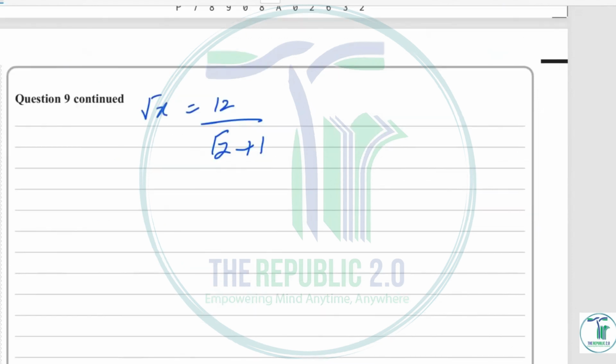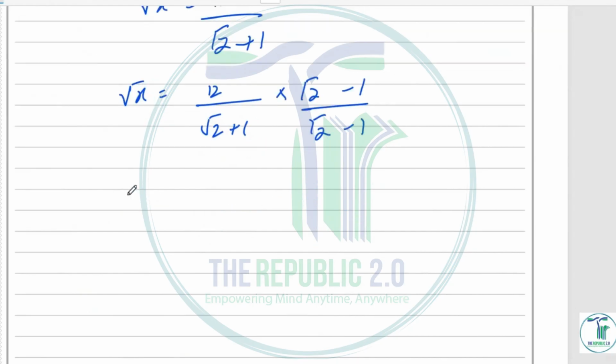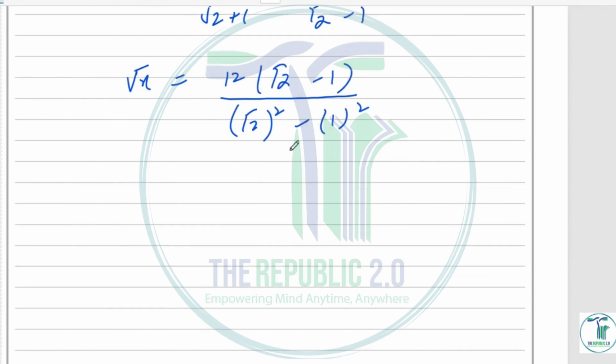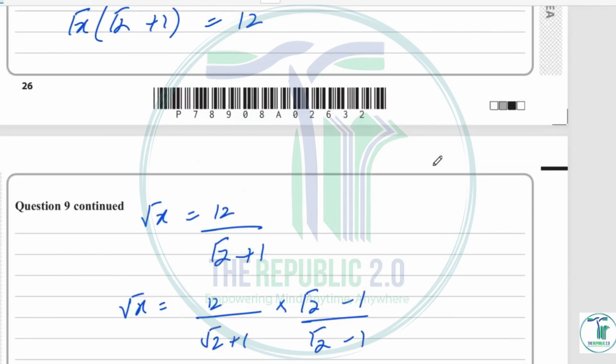Now, if you remember, we cannot really talk about the square root in the denominator. So what I'm going to do, I'm just going to rationalize it. I'm going to multiply by under root 2 minus 1 divided by under root 2 minus 1. And now I must be having under root x is equals to 12 times under root 2 minus 1 divided by under root 2 square minus 1 square. Under root 2 square is 2, 2 minus 1 has to be 1. So under root x eventually comes out to be 12 under root 2 minus 1. And that is what he was asking us.